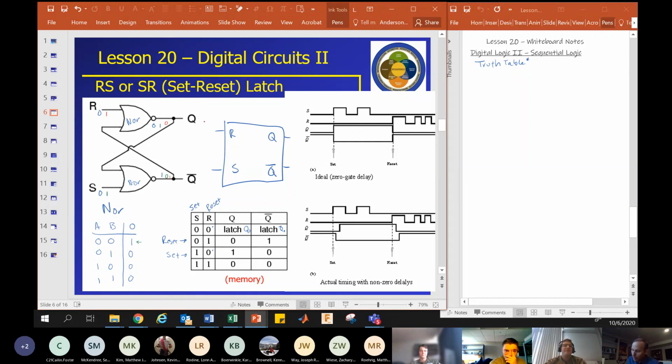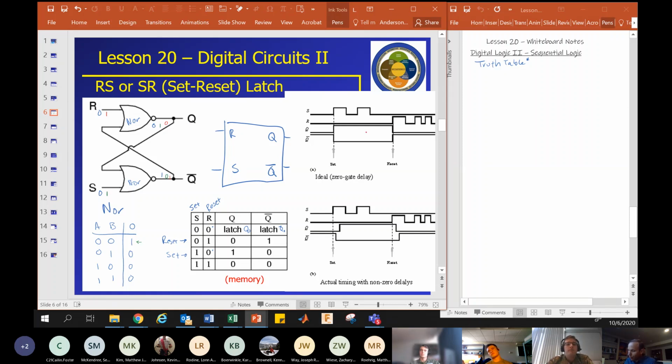So by designing this circuit in this way, the output will only change given certain input conditions, and that means it can remember what the last state was.